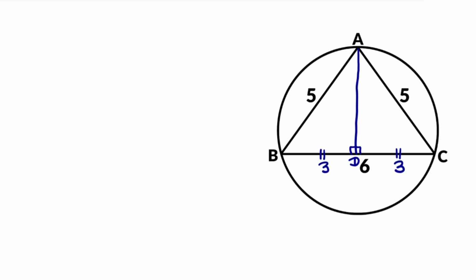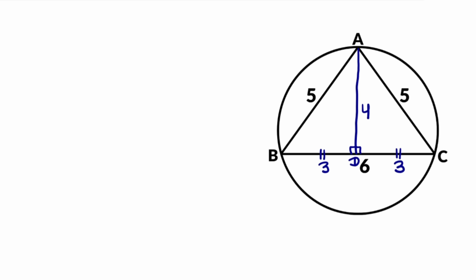Now look at triangle ABD. It's a right triangle. The hypotenuse, AB, equals 5, and one leg, BD, equals 3. If you recognize the famous 3, 4, 5 triangle, then you immediately know the remaining side. AD equals 4. So we found the height of the triangle.